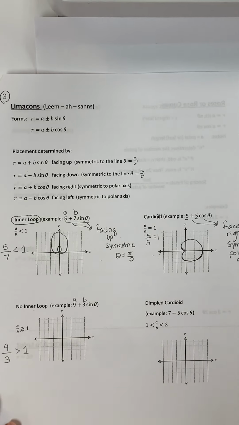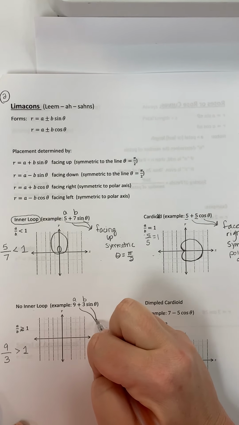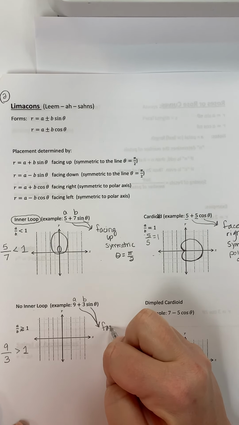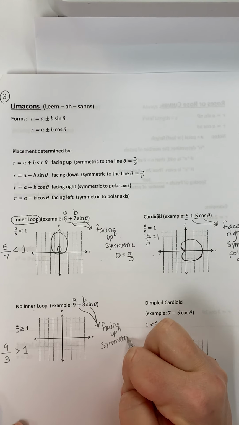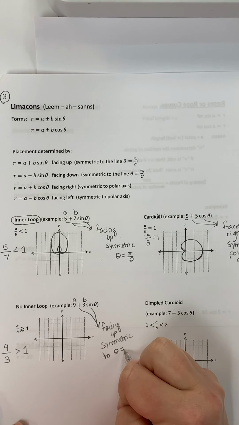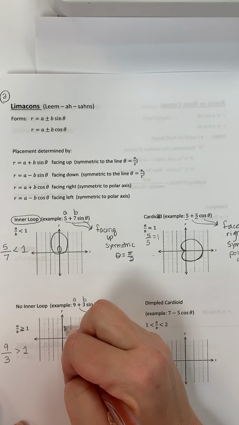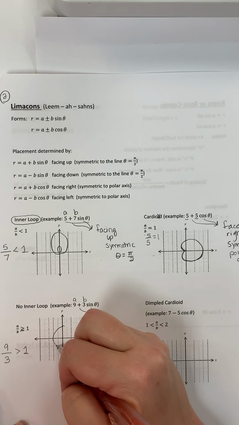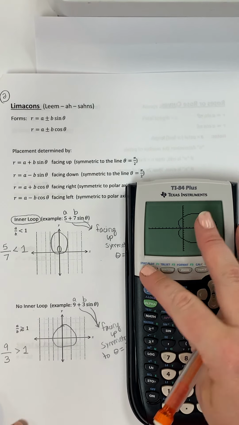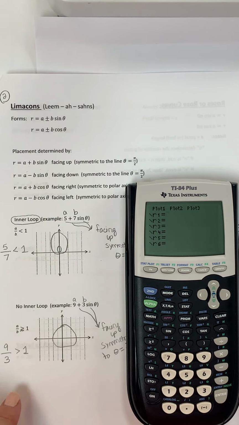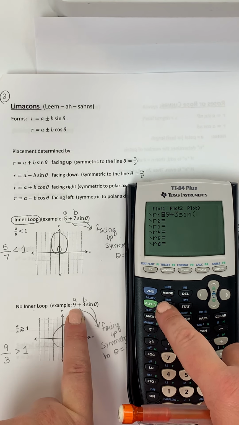That becomes a 3. Okay, so in that case, there's our plus, there's our sine. We're going to be facing up, and we're going to be symmetric to the y-axis, or that theta is pi over 2. Okay, now this one is very difficult to differentiate from a circle. It's supposed to be just kind of like a little egg. So here we go. We're going to put in 9 plus 3 sine theta.